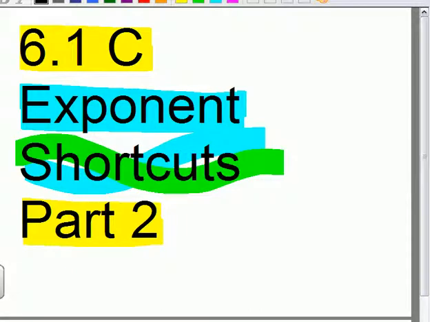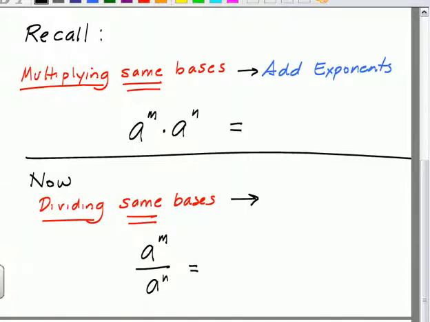Continuing our look at exponents and discovering another shortcut. So this is Exponent Shortcuts Part 2. And before we go on to the new shortcut, let's review the old shortcut, the one that we already discovered. Up here at the top, this is what we've already looked at when you're multiplying same bases. We've got a to some power times a to some other power, so we have the same bases.